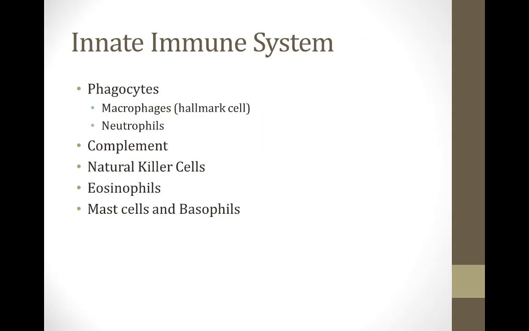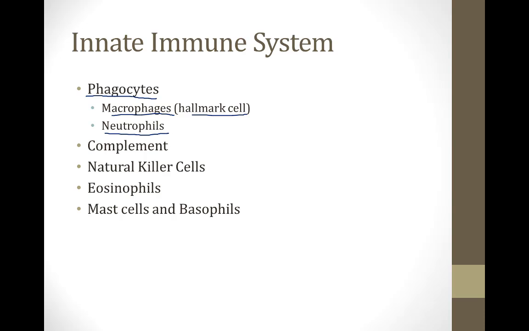Let's start our discussion of the innate immune system by listing the key players in this system. The first set of key players are the phagocytes. These are cells that essentially eat pathogens that get inside the body. The first group are the macrophages. This is the hallmark cell of innate immunity, as we shall see. The second group are the neutrophils, which are cells that are essentially on call, and they can be called in to assist the macrophages when an infection is taking place.